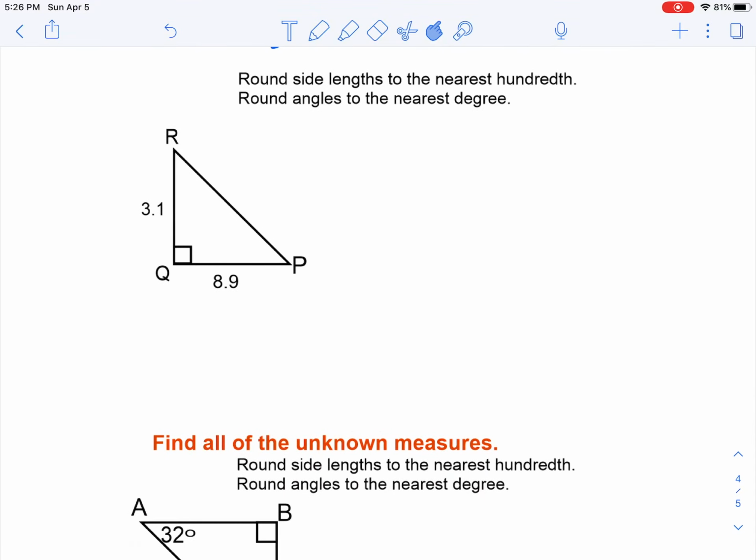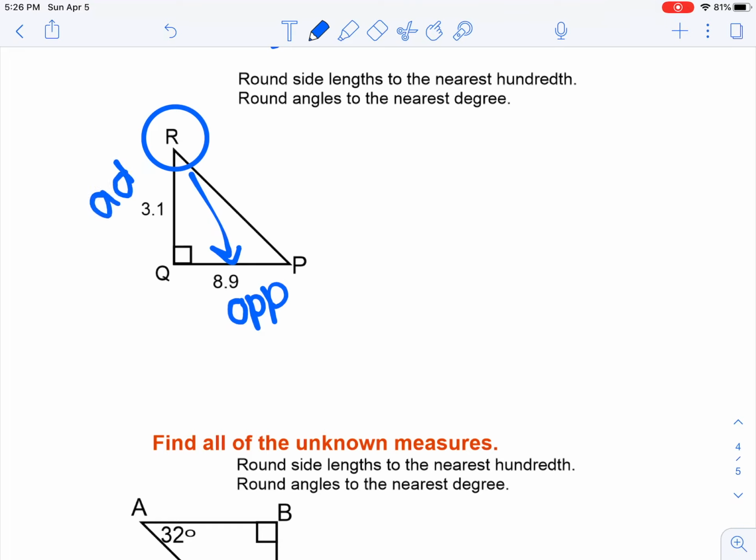So again, we're going to round the side lengths to the nearest hundredth and round our angles to the nearest degree. So let's solve this triangle. We need to find all of our angles, all of our sides. To start this one off, let's go ahead and find angle R. Across from angle R is our opposite side of 8.9. And right next to angle R, we have our adjacent side, which is 3.1.